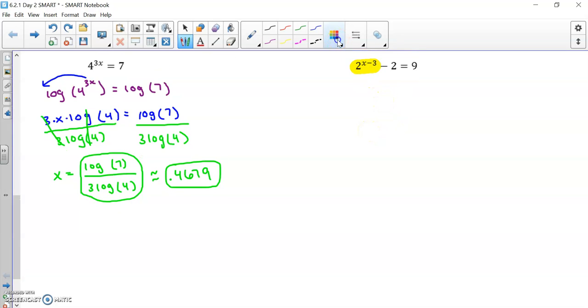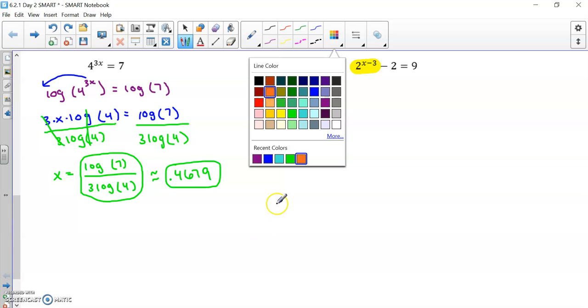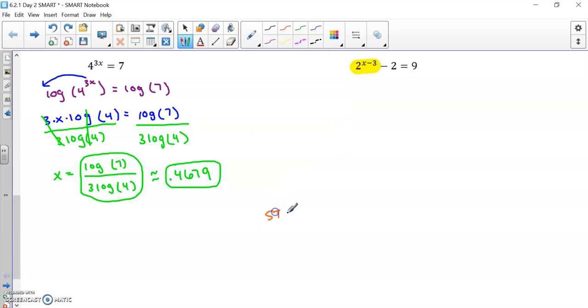Okay, I'm going to go ahead and start writing my set of steps now for you. Okay, this is something you might want to write down. The very first thing we must do when we're solving these equations is to get the exponential term alone on one side of the equal sign.